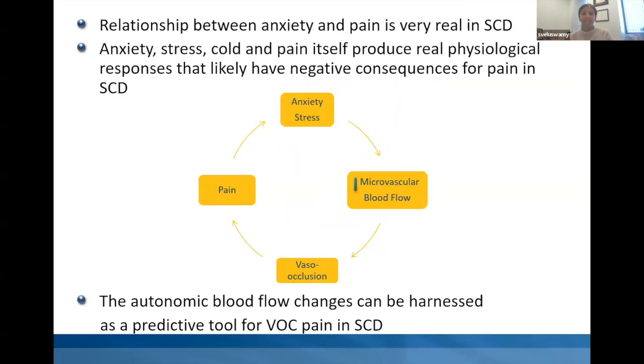And I just wanted to end by saying that the relationship between anxiety and pain and stress and pain in sickle cell is very real, and there might actually be real physiologic changes that are happening in the body in response to these signals by decreasing the microvascular blood flow. That actually causes vaso-occlusion and pain, and it's sort of like a vicious cycle. And hopefully this is something that we can harness, that we can interrupt this cycle by being able to predict these blood flow changes and doing something about them. So that would be the goal, and hopefully have a positive impact on pain in sickle cell disease.